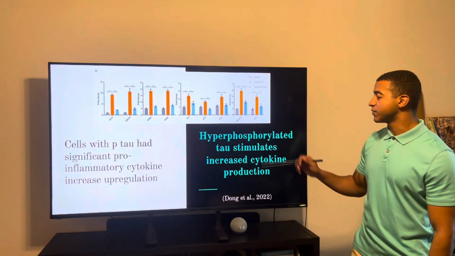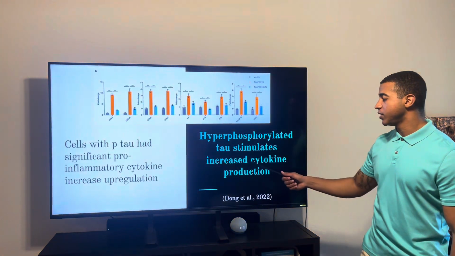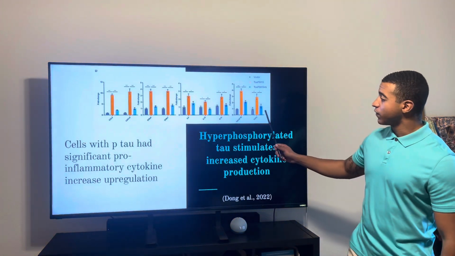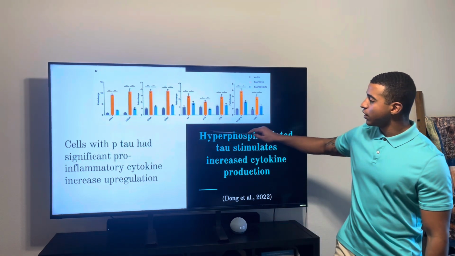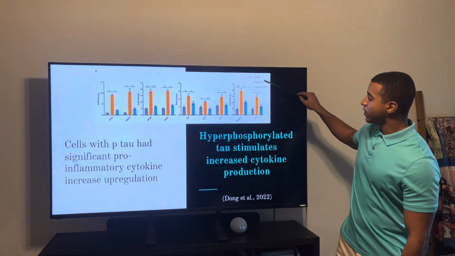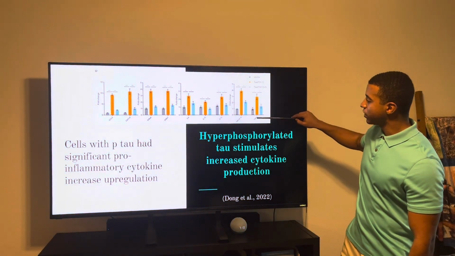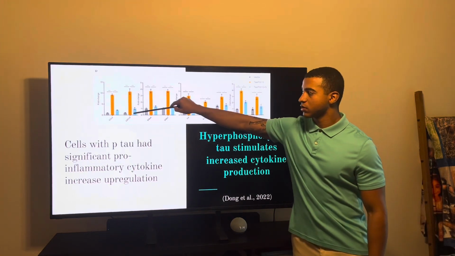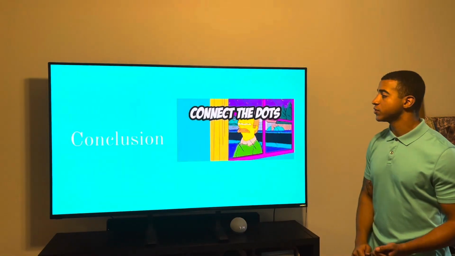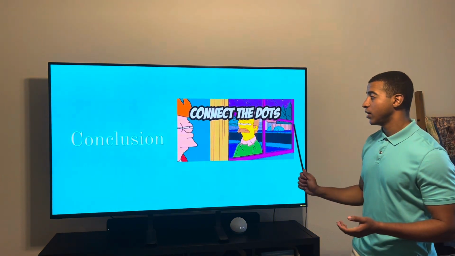And they also found that hyperphosphorylated tau stimulates increased cytokine production. From these figures, all of these are different types of cytokines, and as you can see for the p-tau induced one, which is the orange one, all of these showed increased levels of cytokines being produced. For the conclusion, connecting the dots.